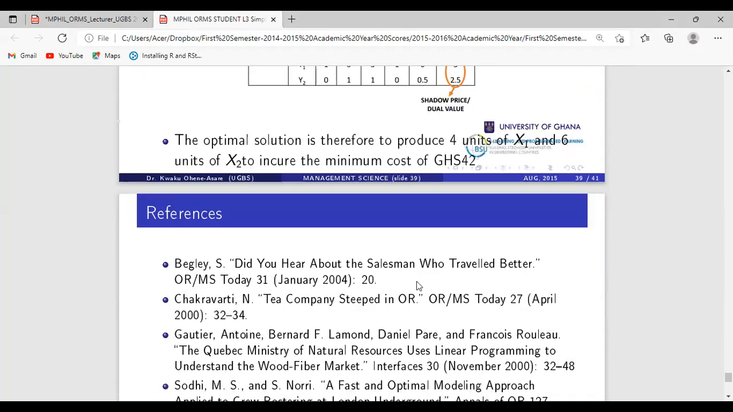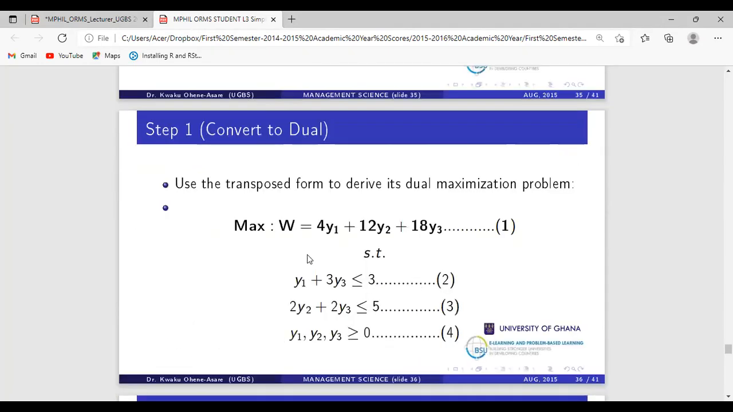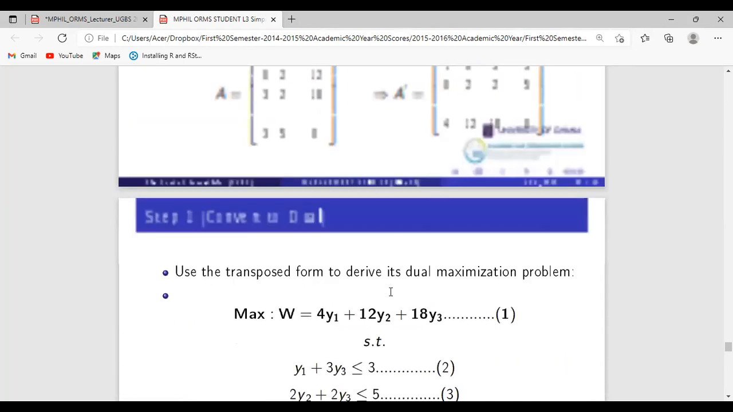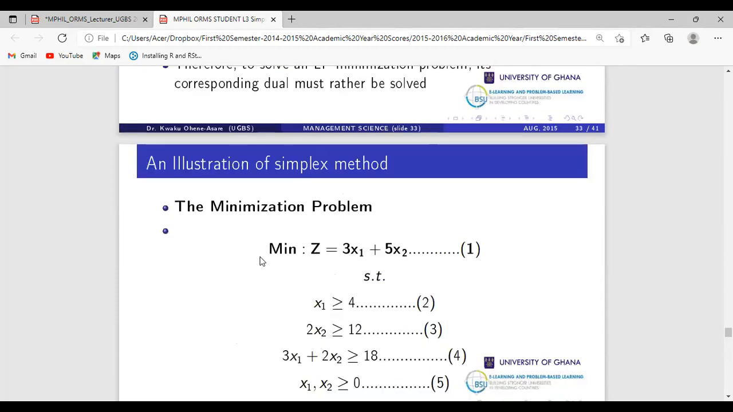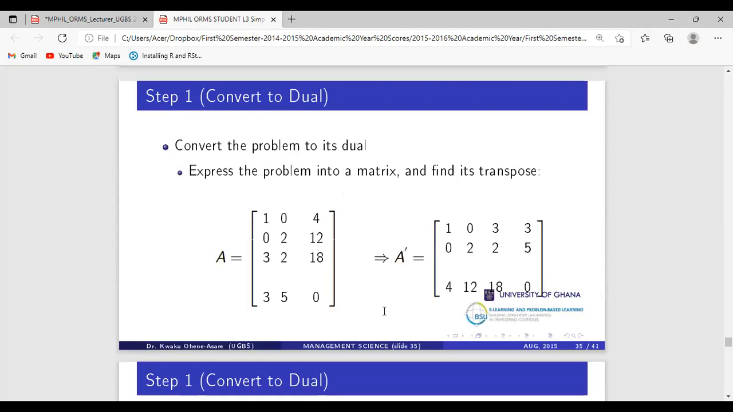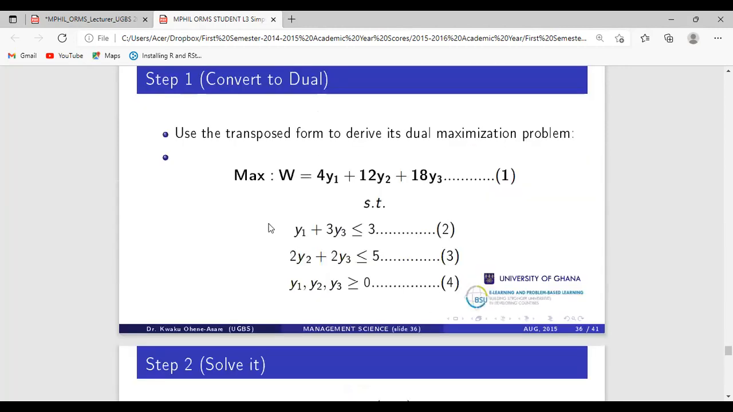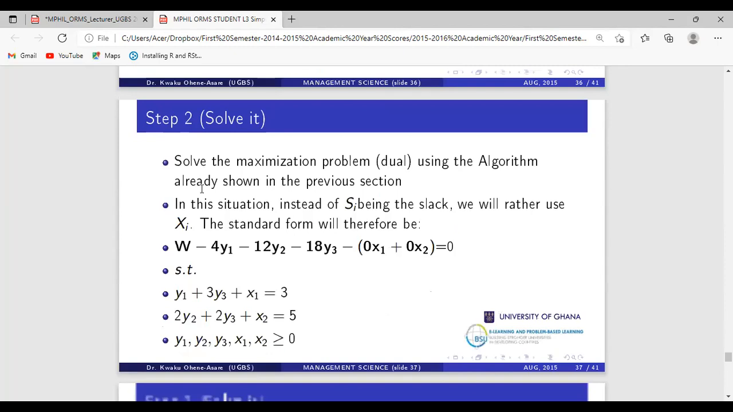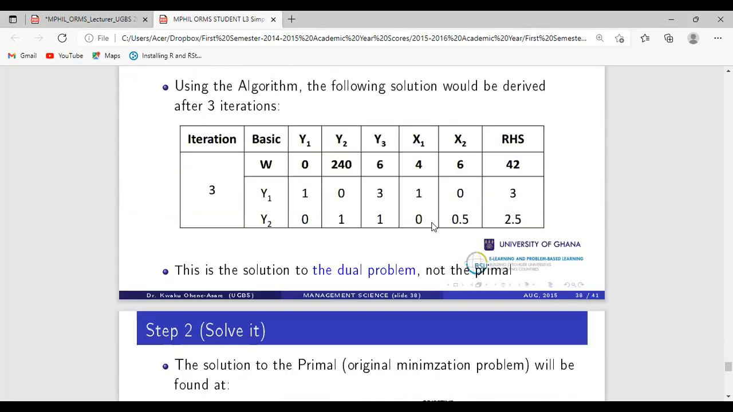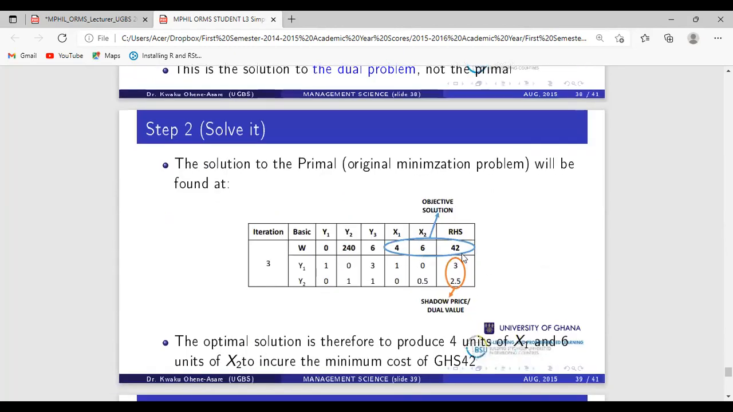For instance, this example that was given, it was given in a minimization like this one. This is a minimization problem. And so we first had to convert it to the dual, and then we converted it to this max. So they solved it. The step-by-step process wasn't shown in the slides, but you can go through it and solve it on your own. This was the solution, but it was indicated that you cannot pick this as the solution.